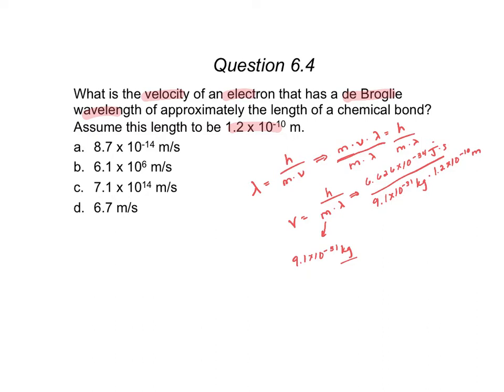Okay, so when you do that, you end up getting something like 6.1. Let's do that for real. Velocity is 6.1 times 10 to the 6th, and you end up in units of meters per second. So when you look over here, you find, oh, look, here it is. The electron is moving very, very fast. So things that are very small, moving very fast, have wavelengths that are comparable to the size of the actual thing.